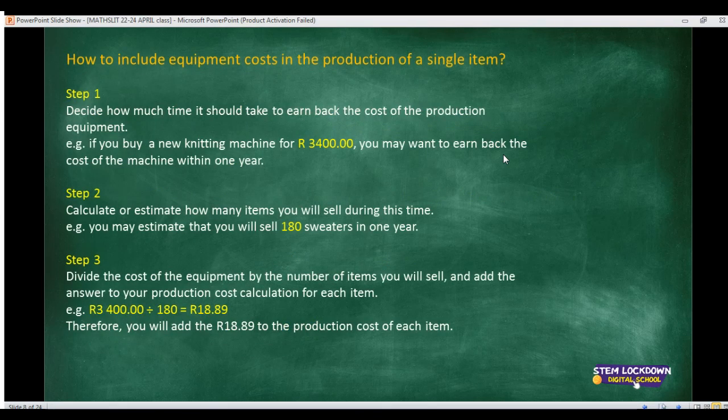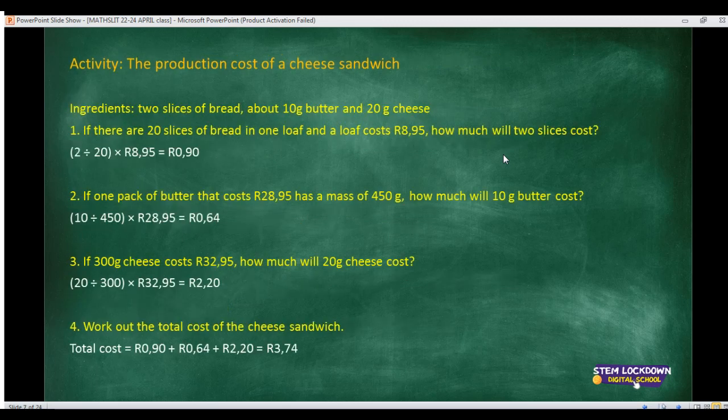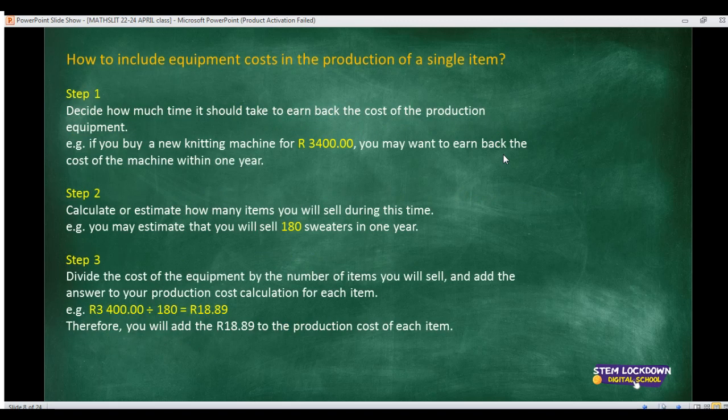And then the second one is now, remember the formula of total costs. It is the production cost plus the fixed cost. So right now we have worked out how to calculate the production cost of a cheese sandwich. So this is how you can work out production cost.